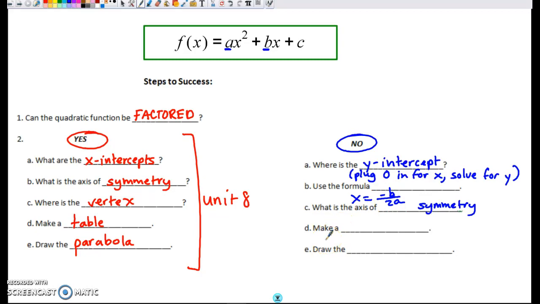And then you'll find the vertex the same way by plugging in that axis of symmetry into the function for x. You'll make a table with what we know so far, and you'll have some other points. Then you'll draw the parabola. Remember, the parabola is just that U shape that we get from the graph of a quadratic function.